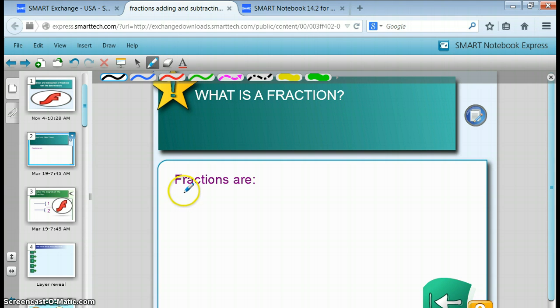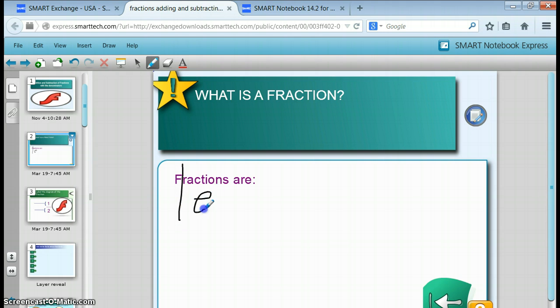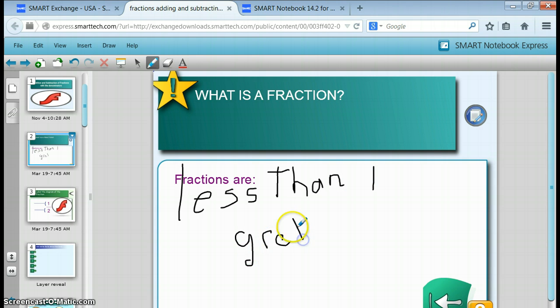Well, fractions are anything that is less than 1, and it's also going to be greater than 0. So it's less than 1 and greater than 0. Anything between 0 and 1 on the number line. Stuff like decimals and percents, a fraction is that same type of thing. That stuff that's less than a whole but greater than 0.